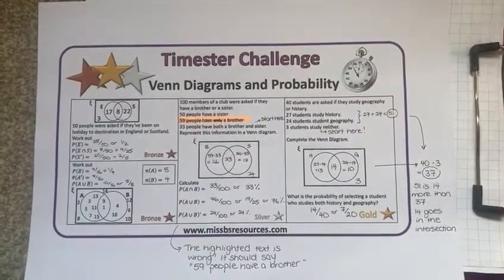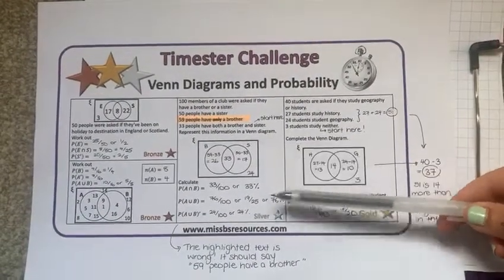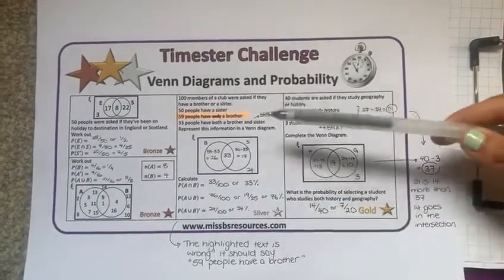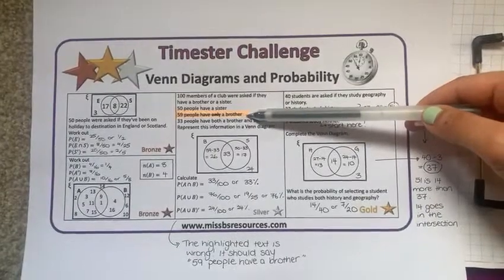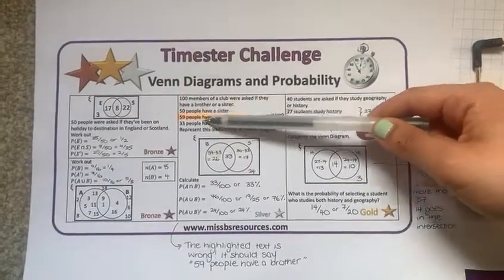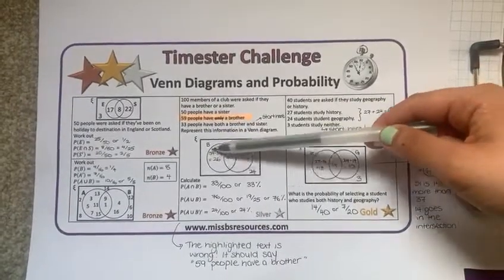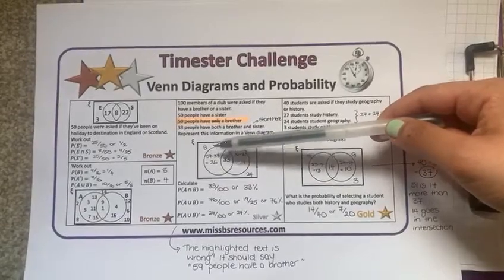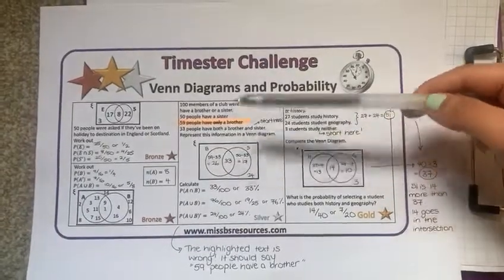Before I do that, can I just point out that there was a mistake on the silver question here. I have written it out at the bottom. Well done to Mia for catching this. That bit there that's highlighted should have said 59 people have a brother. The fact that it says have only a brother would imply that this section here, just for the B, the brothers, would be equal to 59, and that doesn't work because when you add up your numbers, they're much higher than 100.